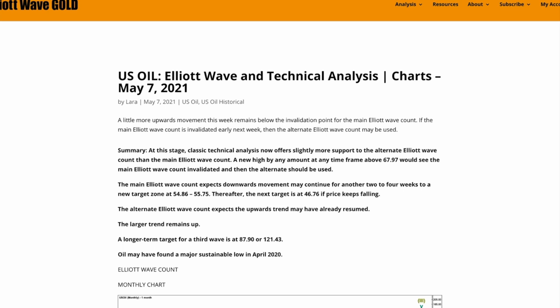At this stage, classic technical analysis may be considered to offer slightly more support to an alternate Elliott Wave count than the main, which expects that upward movement is just going to continue. A new high by any amount at any time frame above 67.97 next week would see the alternate used and the main wave count invalidated. When I say that, I mean even a fraction of a cent on a tick chart is enough to invalidate how I've labelled that main count and confirm the alternate.